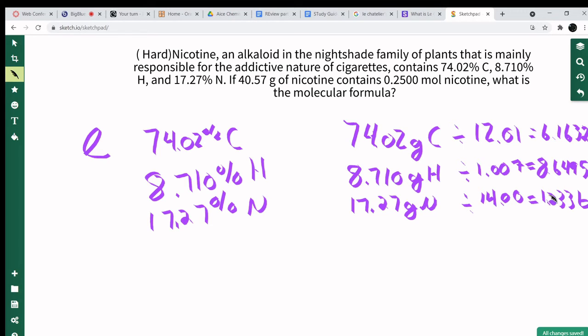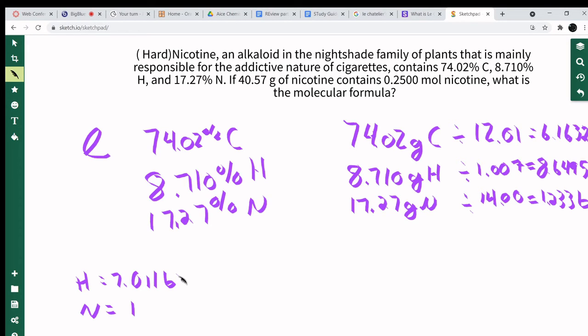What we're going to do is now we're going to divide each one by the lowest amount, which in this case ends up being 1.233. So we'll take 1.233 first, divide by 1.233, and that's going to give us 1. Nice, easy number. Next, we're going to take 8.6495 divided by 1.2336. And that's going to go ahead and give us 7.0116.